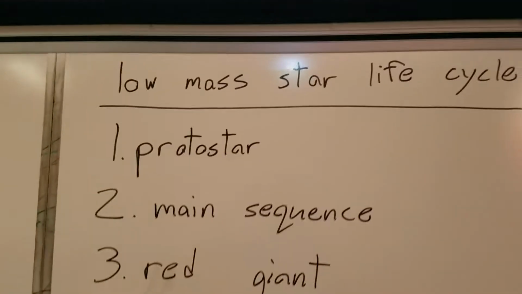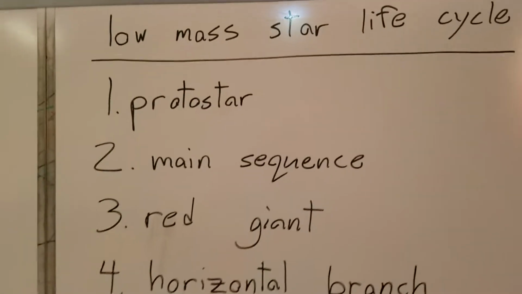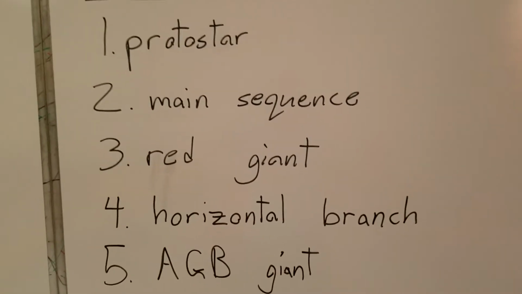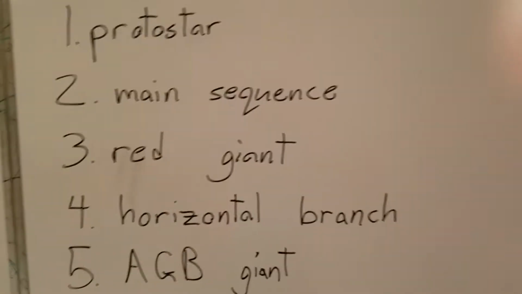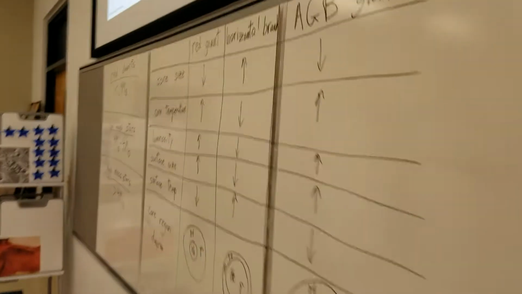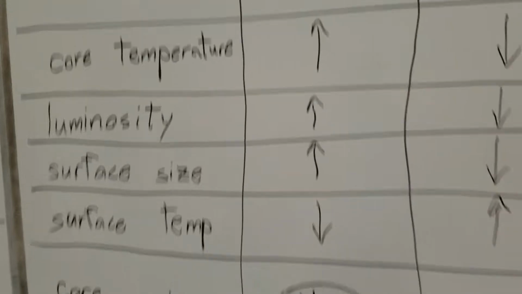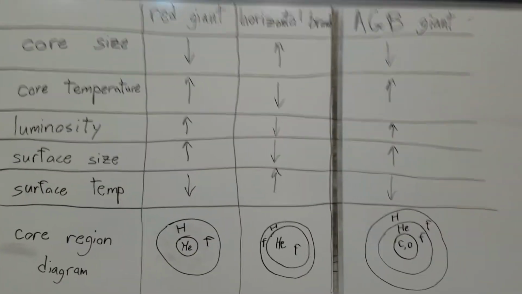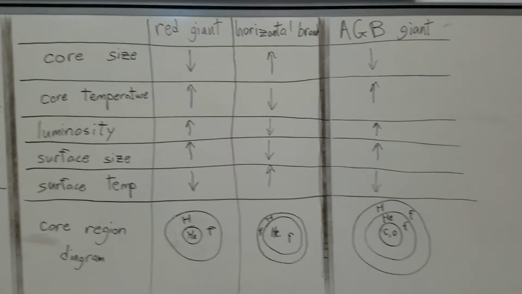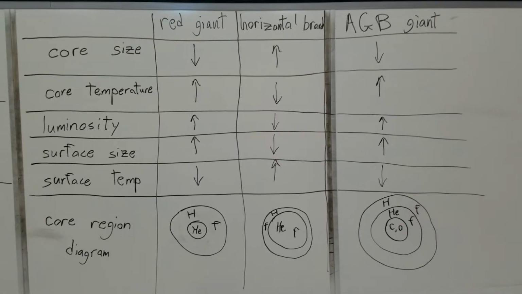AGB Giant. So going back over here, the low mass star life cycle is protostar, main sequence, red giant, horizontal branch, AGB Giant. Don't worry about what AGB stands for. Just think of the AGB Giant stage as a more extreme red giant stage. So here's the complete table that we drew.